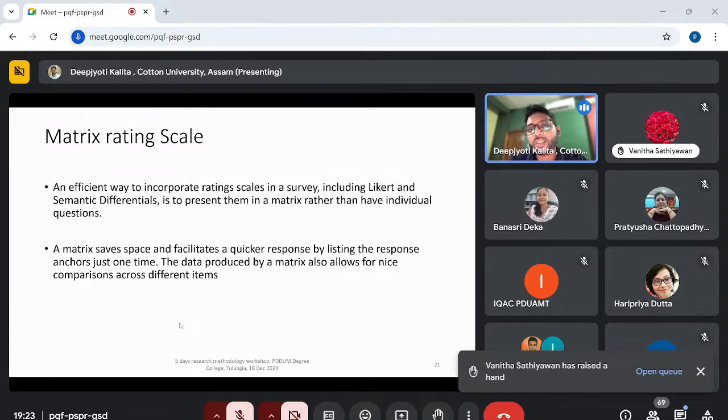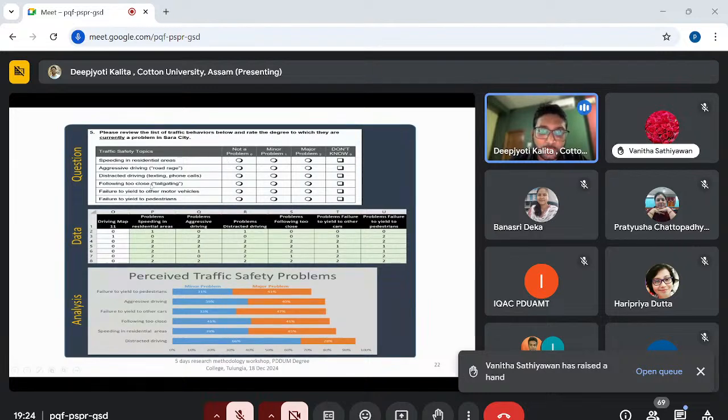So the matrix rating scale is a combination of both. An efficient way to incorporate rating scales in a survey, including Likert scale and semantic rating scale, is to present them in a matrix rather than as individual questions. The example is here. For example, I have identified these 4 topics, and for these 4 topics combined, I have asked them to respond. And from the response, we will have a data set looking like this. For example, is the problem of speeding in residential areas a problem in driving? Certain responses are given 1, and certain responses are given 0 for that particular question.